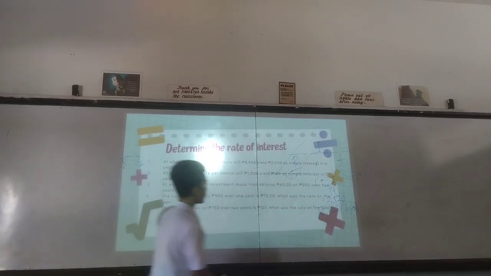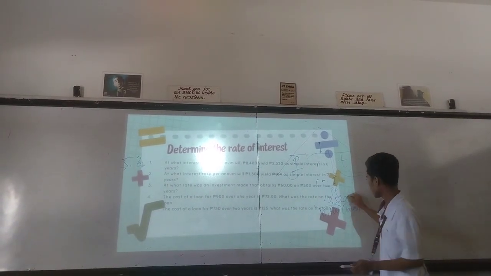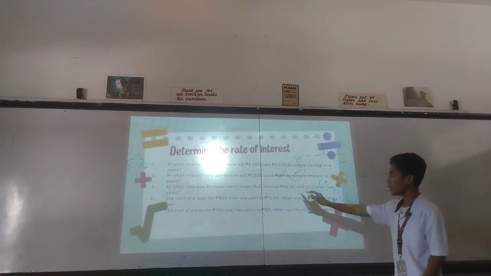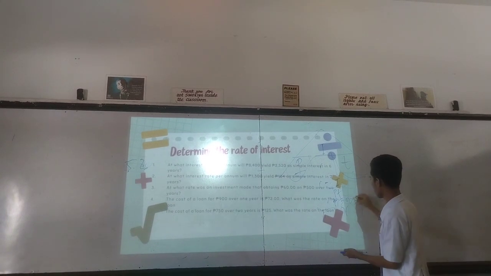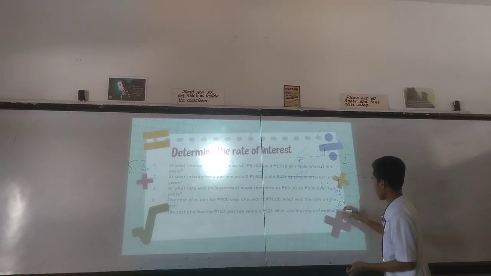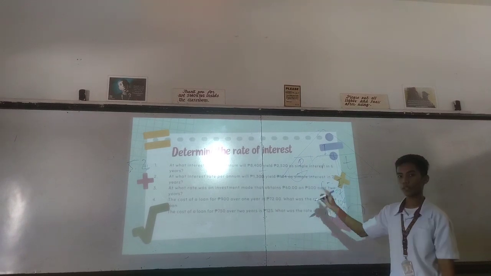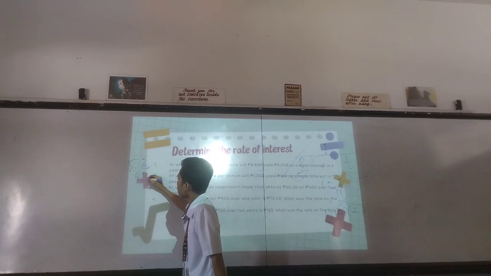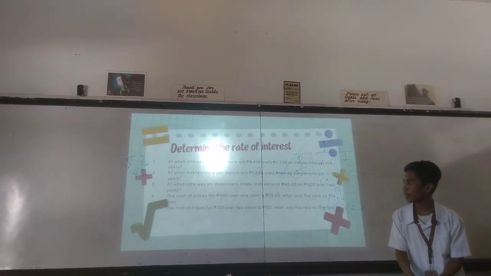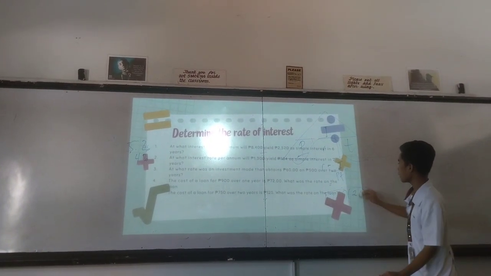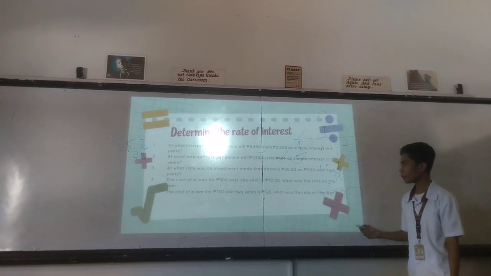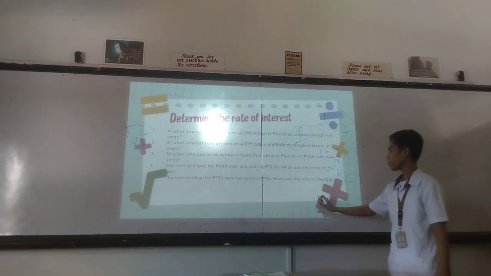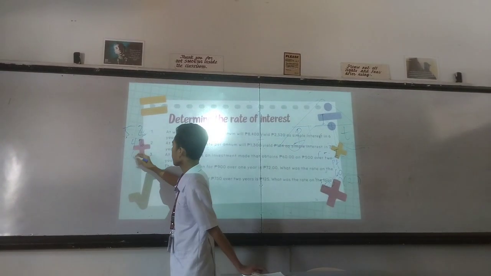So next is, at what interest rate per annum will 1,800 yield 4 as simple interest within 2 years? Again, still substitute the given. So let's multiply that again, and the answer will be 4% per year. Number 3, at what rate was 500 invested that earns 60 pesos in simple interest? 500 is our principal amount over 2 years. So by solving that again, we can get 6%.